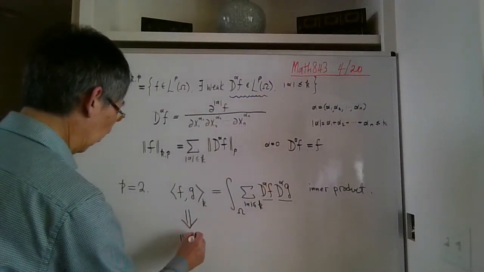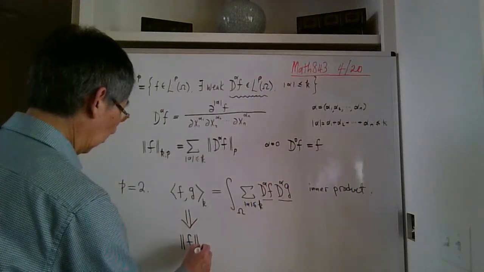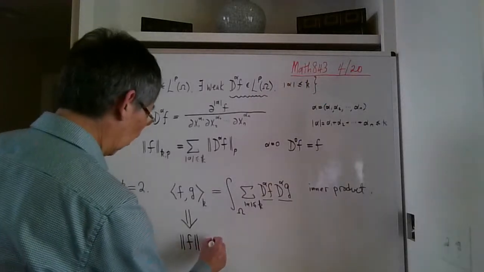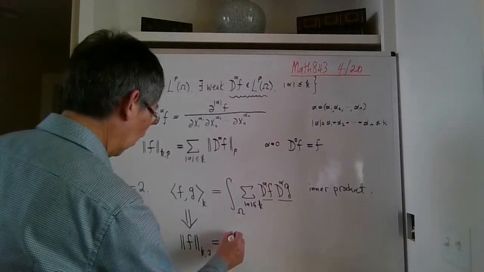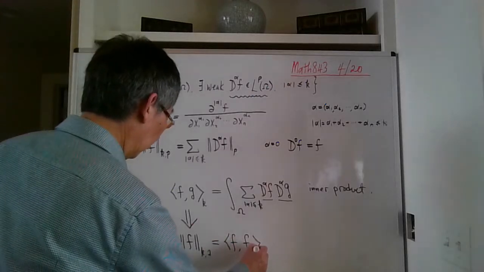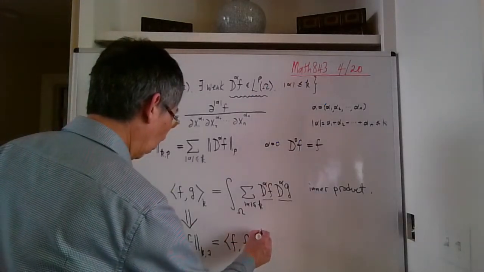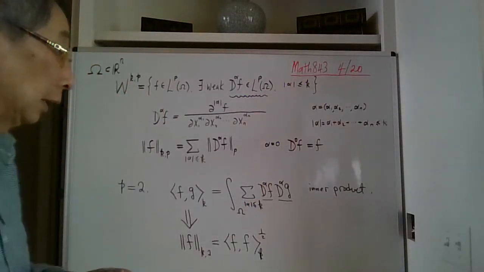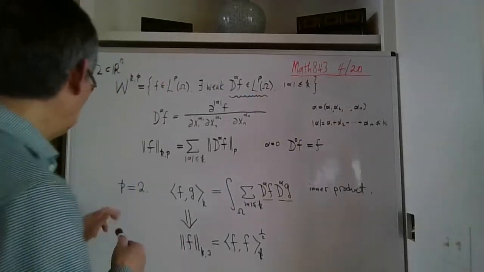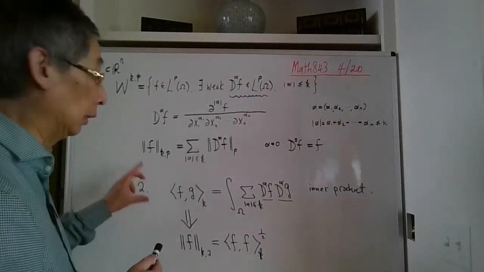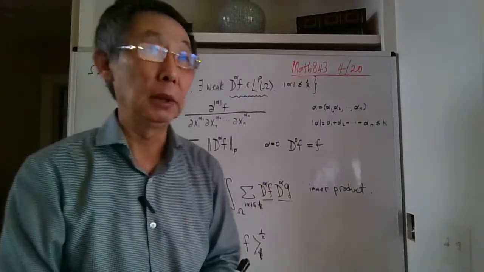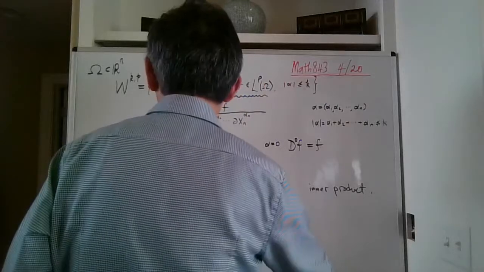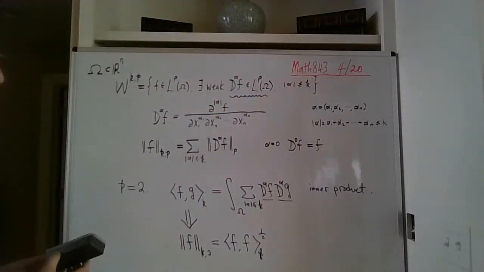So the W^{k,2} norm of f, when p equals 2, is just the inner product of f and f to the power 1/2. That's the norm. So once we prove the completeness, you can see that in the p equals 2 case, this space is not just a Banach space, it is also a Hilbert space.